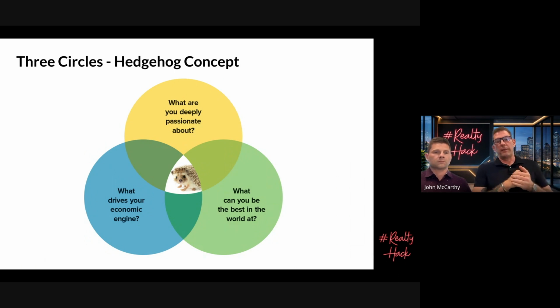Our economic drive engine is selling homes. We are passionate about helping people improve their business. And what can we be the best in the world at is getting good people. We're really good at attracting good people. So where these three circles intersect is the hedgehog concept, and we use this to craft our mission statement.